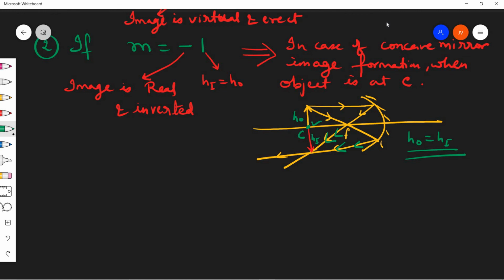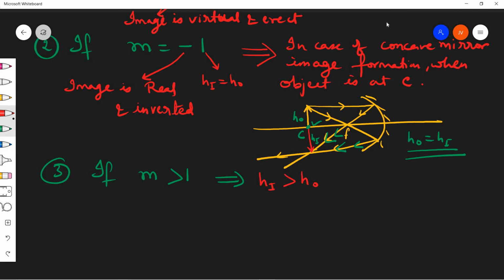Other than this, we understood that magnification positive means virtual erect image, magnification negative means a real and inverted image. What if magnification is a number greater than 1? This will indicate that height of image is greater than height of object. So in case of concave mirror, between C and F, at F, and between F and P, the image formation has a height of image greater than height of object.